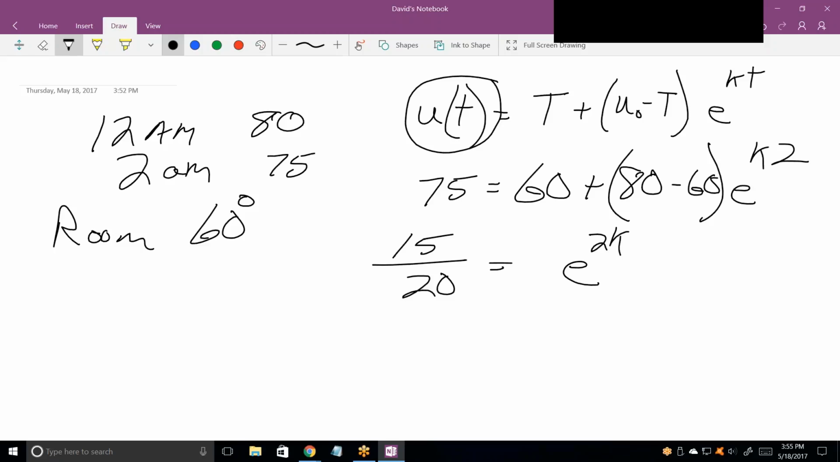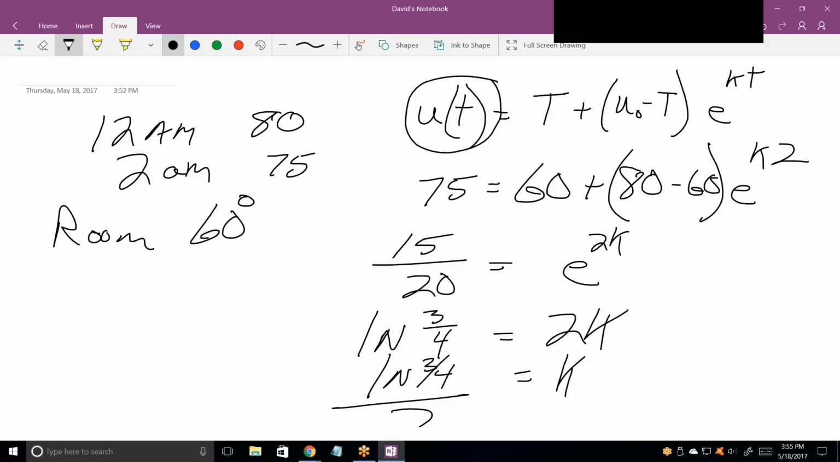So we're going to end up with the natural log of 3/4 equals 2k. So we get k equals the natural log of 3/4 divided by 2. Notice that is not the natural log of 3/4 divided by the natural log of 2. Do that first in your calculator, get a negative number, and then divide it by 2. And I got negative 0.143. So that's k.